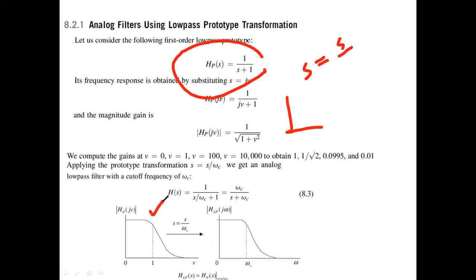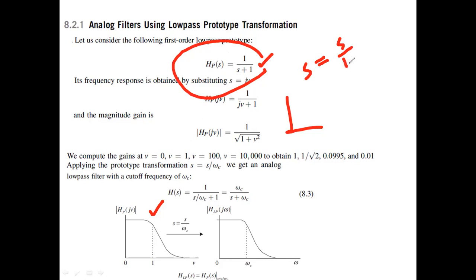As I was telling you, if you have a differential equation, you can get the Laplace transfer function. And if you can design a Laplace transfer function, you can always go to the differential equation, right? And that differential equation describes your circuit. That's your filter.